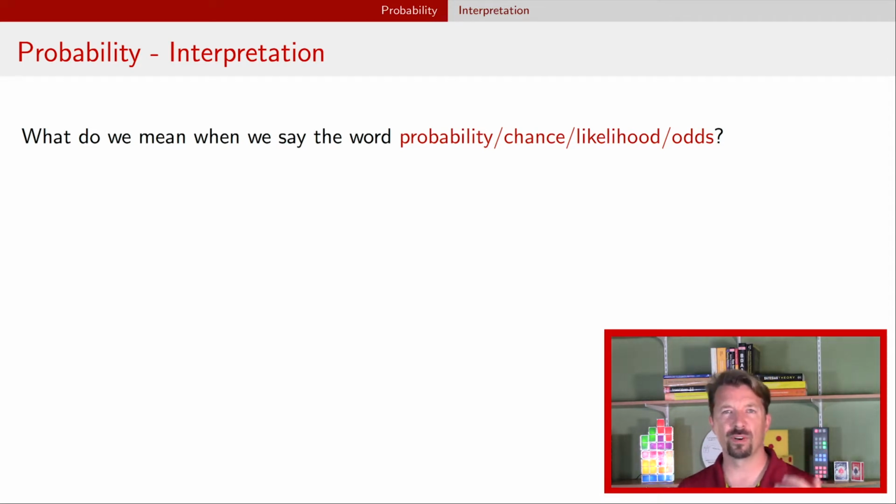So right now you should perhaps pause the video and think to yourself, when's the last time I heard somebody say the word probability in the context of a real world event? And think about what is it that they really meant by that. I'm going to give you a couple examples here.